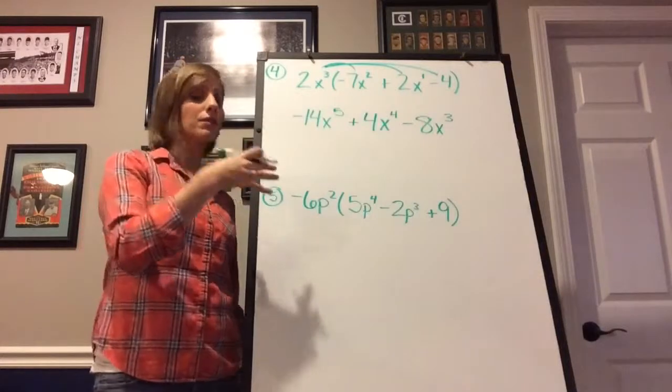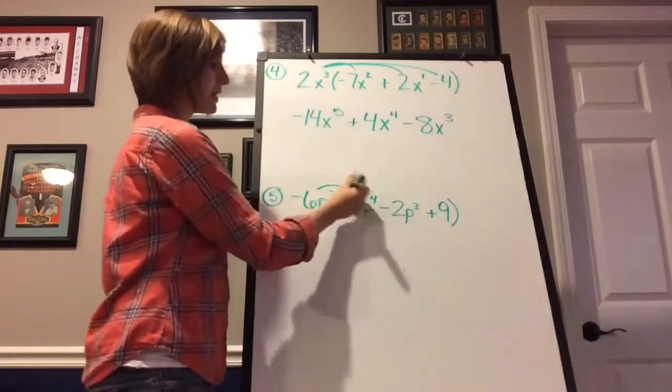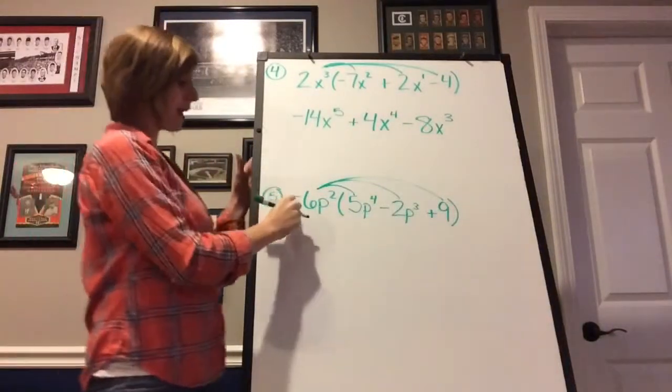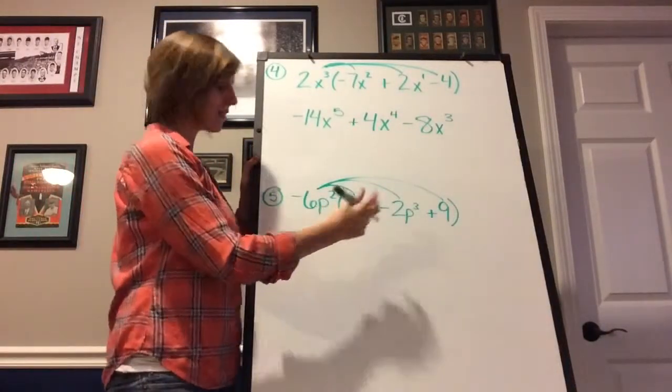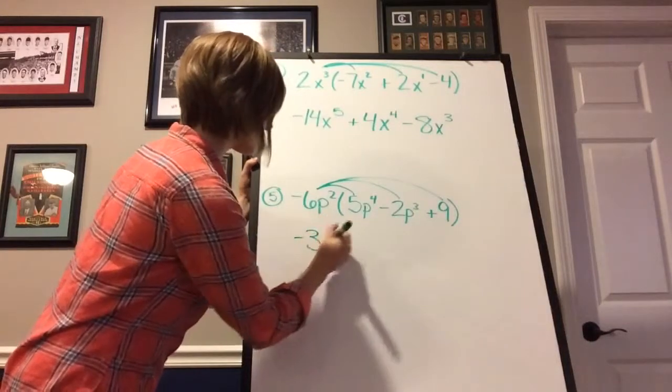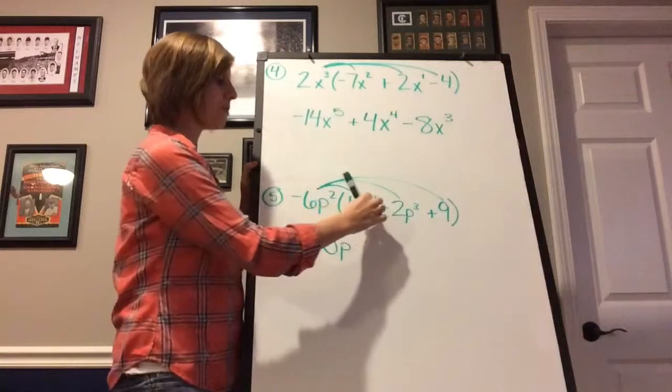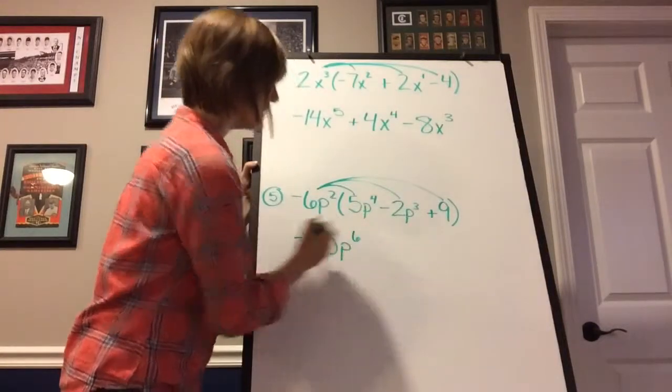So we're going to multiply the negative 6p to the second to each term over here. So let's multiply. Negative 6 times 5 is negative 30. Remember, for the variables, you will add the exponents. So 2 plus 4 is 6.